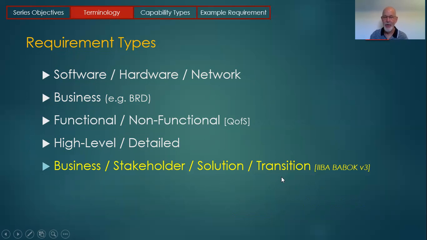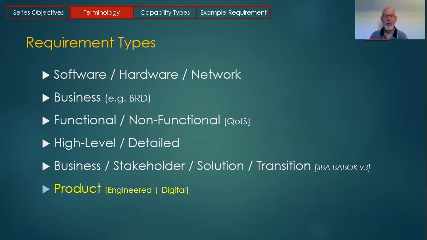They've introduced a fourth term called transition requirements. These are requirements that aren't about this ongoing running system, but requirements you have during delivering this solution that need to be accounted for. And we'll actually see an example of a transition requirement in the third webinar series when we talk about data needs.